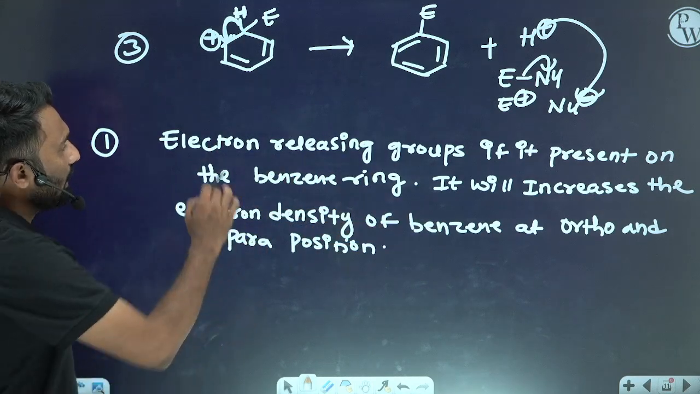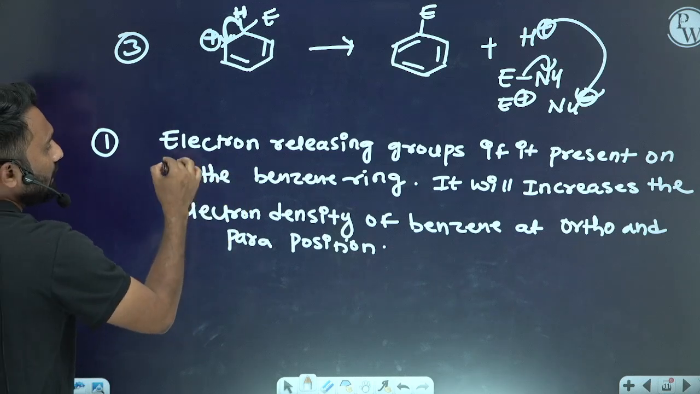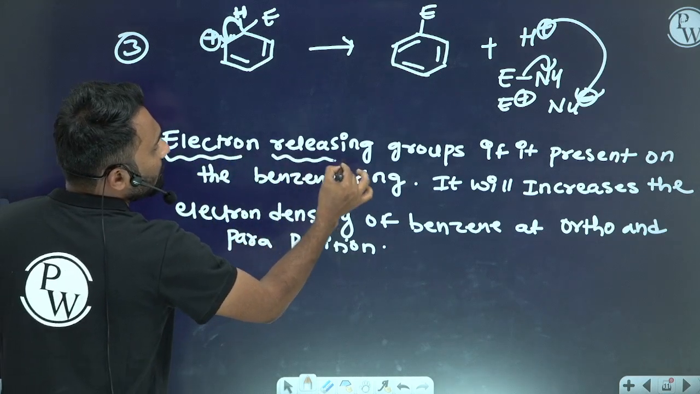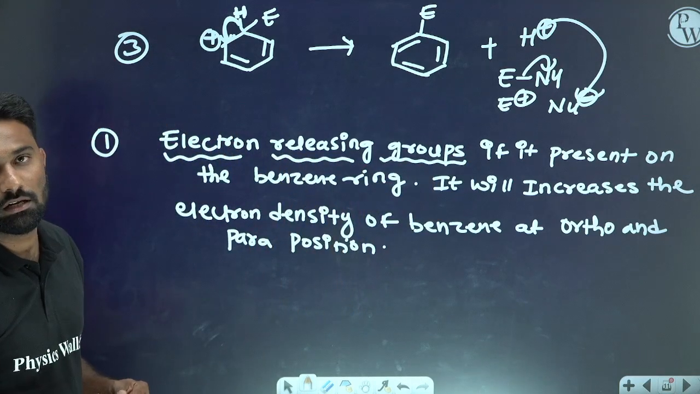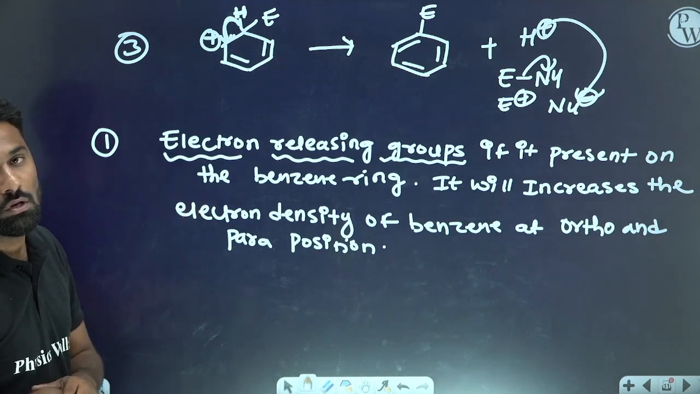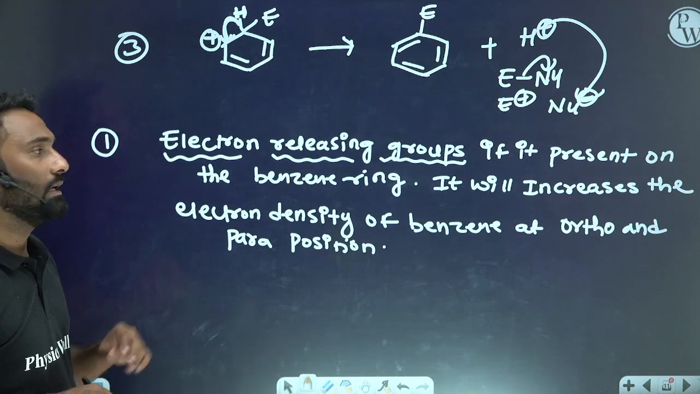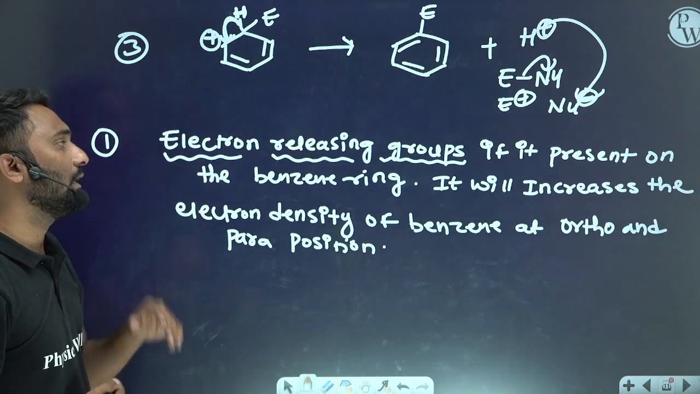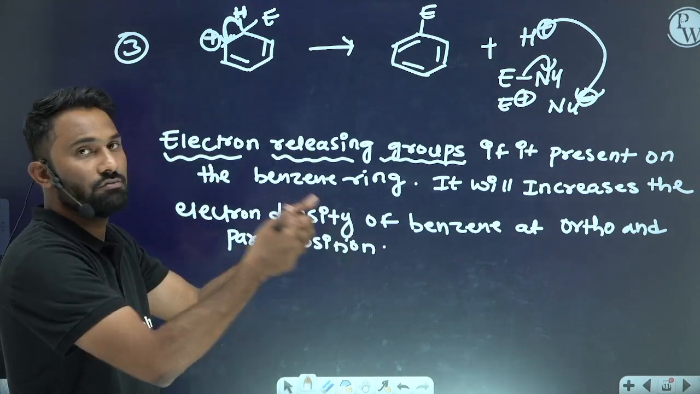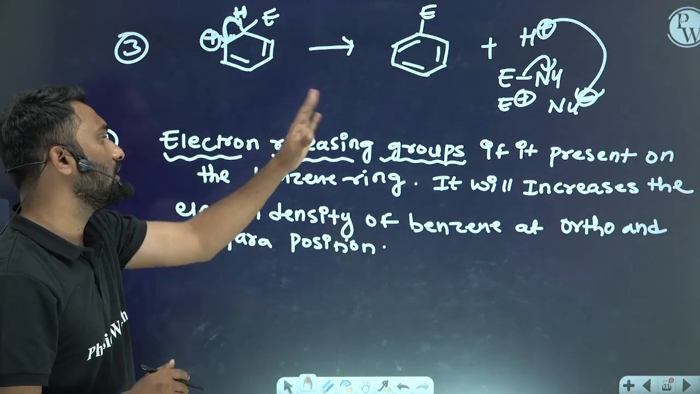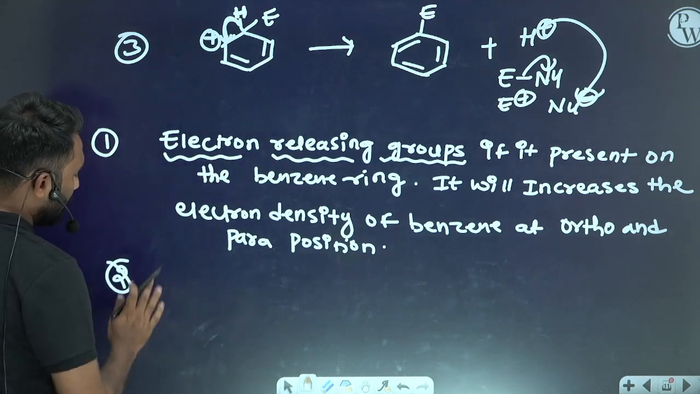Okay, now electron releasing groups. To understand electron releasing groups and electron withdrawing groups, you have to study the GOC lecture. In the GOC lecture you will get to know what the electron releasing groups are. The ones which donate the electrons, we call them electron releasing groups. Now next point, electron withdrawing groups.